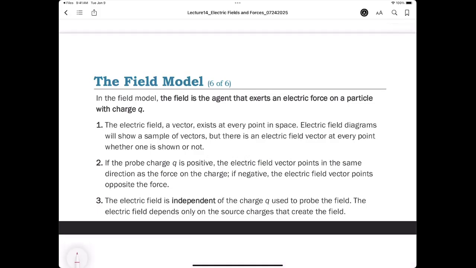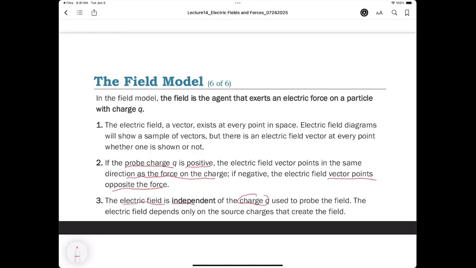This is the definition. If the probe charge is positive, the electric field vector points in the same direction as the force on the charge. If negative, the electric field vector points opposite the force. The electric field is independent of the charge Q used to probe the field. Actually, if you don't put this charge, the electric field is always there, so it is independent of the charge Q.